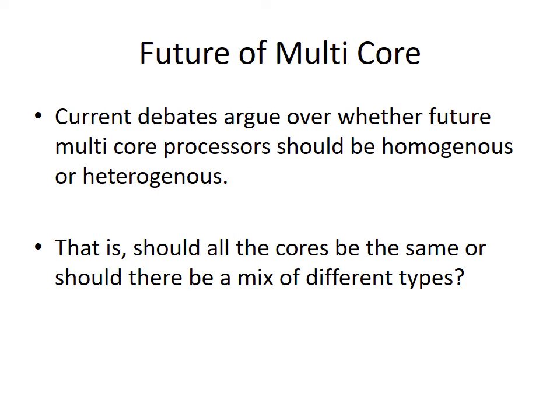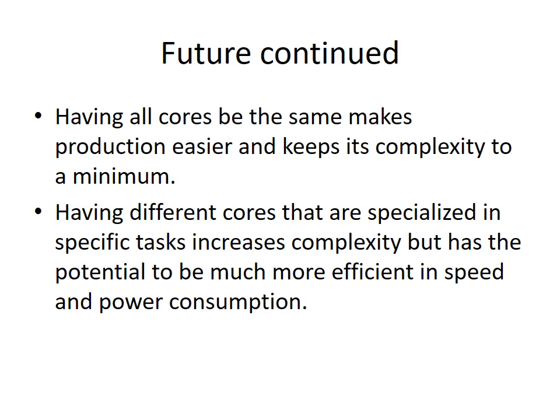Future of multi-core. Current debates argue over whether future multi-core processors should be homogeneous or heterogeneous. That is, should all the cores be the same or should there be a mix of different types? Having all cores be the same makes production easier and keeps complexity to a minimum. Having different cores that are specialized in specific tasks increases complexity but has the potential to be much more efficient in speed and power consumption.